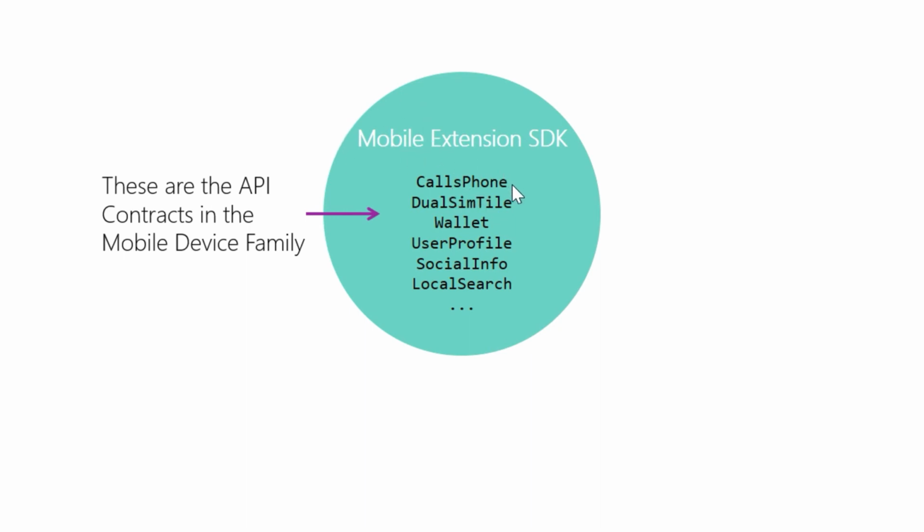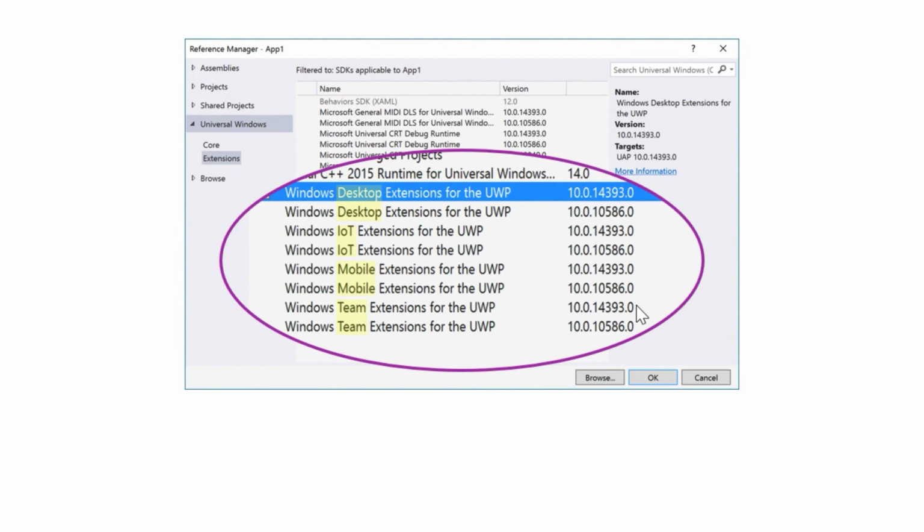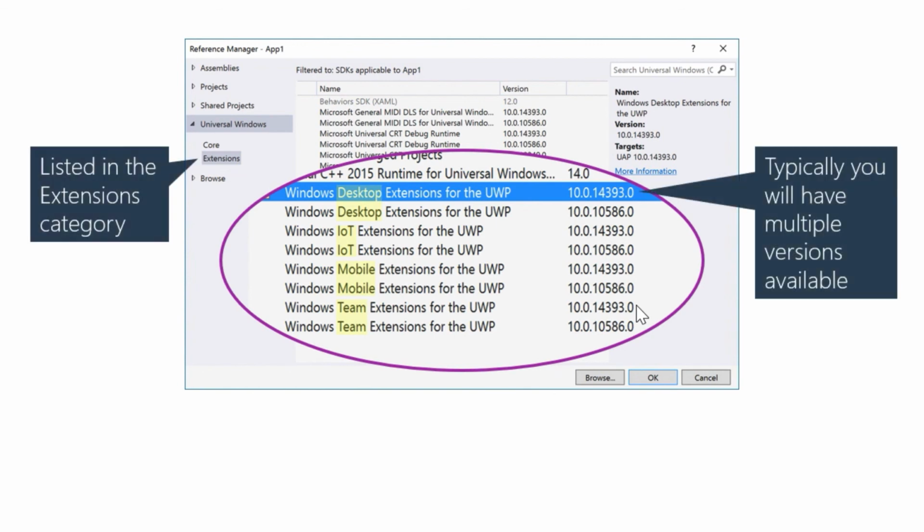So this example here shows the extension SDK for the mobile family. So the mobile family supports the calls phone contract, dual SIM tile contract, wallet contract, and so on. In your app inside Visual Studio, you need to reference the extension SDK for those APIs that you want to use. So you go to the extension section, and then you find the ones you're interested in. So for example, in our app, we're targeting the desktop and mobile families, so we would reference both the desktop and mobile extension SDKs. And you generally will have more than one version here. These version numbers here actually correspond to Windows version numbers, which is something we'll talk about later in the course.